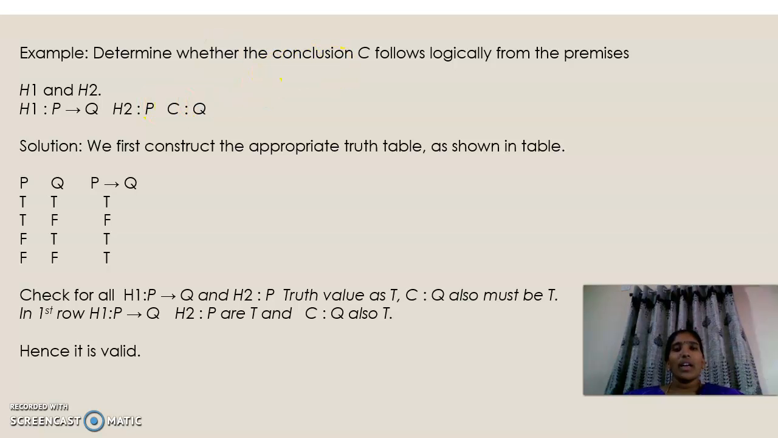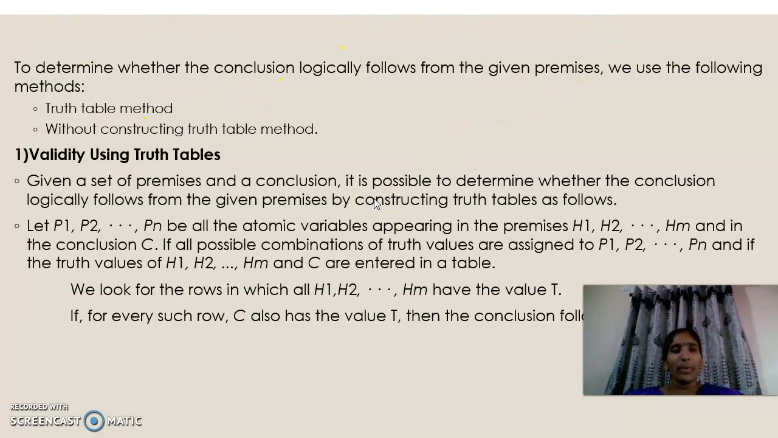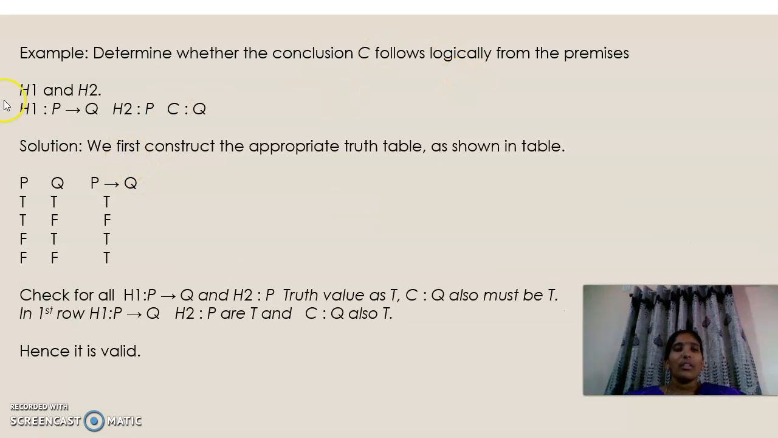Determine whether the conclusion C follows logically from the premises H1 and H2. Here C is the conclusion and H1, H2 are the premises. H1 is P conditional Q and H2 is P. So capital A is P conditional Q comma P, and capital B is Q. In the truth table method we also have two methods. The first one is this one. We have two variables, P comma Q, and P is one of the premises, P conditional Q is another premise, and Q is the conclusion.